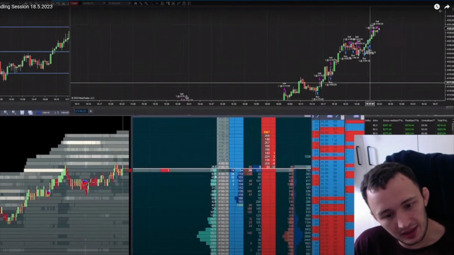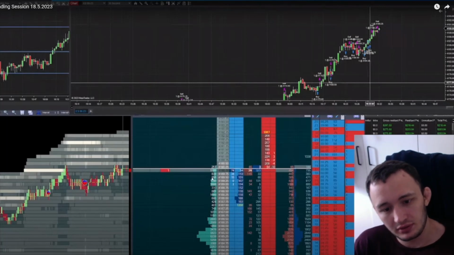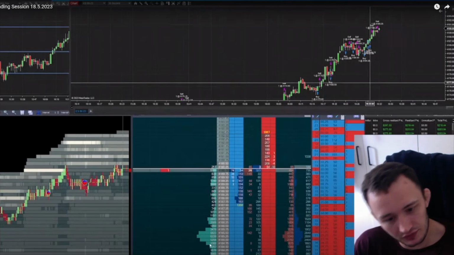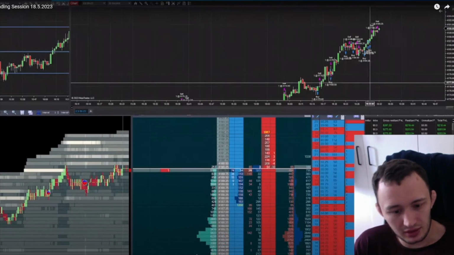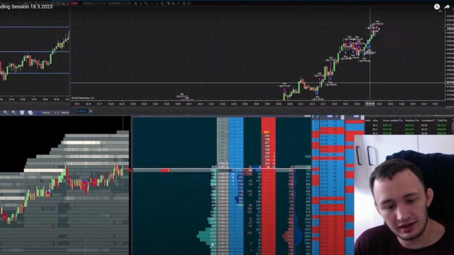And if it breaks a bell curve, it needs to get past the middle point of the next bell curve, at least for my strategy. If it breaks and just goes a little bit into the next bell curve and falls back in immediately, then it's probably going to come back down all the way to the low of the last bell curve.